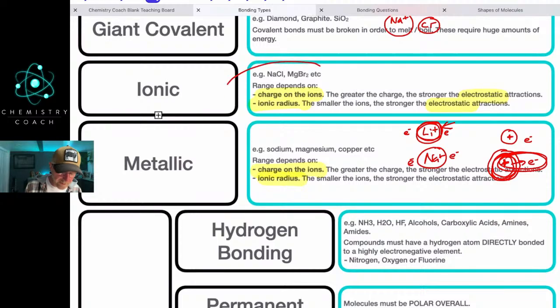So that's what they do. They can compare two ionic substances, or they can compare two metal substances. What they can also do is give you an ionic substance and a metallic substance.